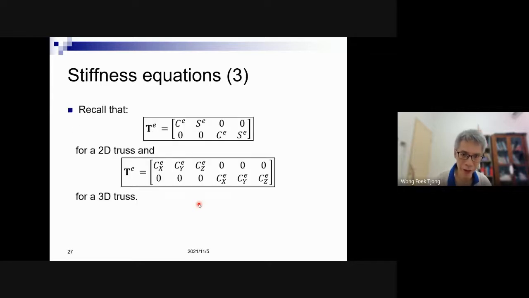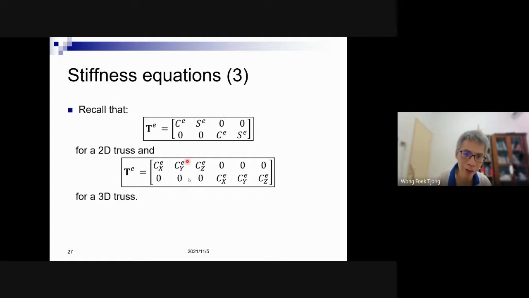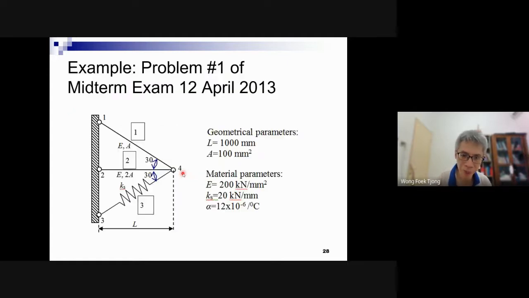Recall that this is the transformation matrix for 2D truss. This is for 3D truss. This is the direction cosine, right? Actually, this is also the direction cosine for each truss member. This is for 2D, this is for 3D, so the same formula, but depending on the context, whether 2D or 3D. So this is the example, like this.